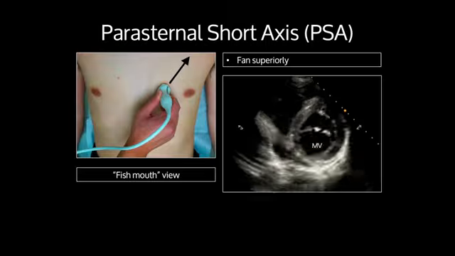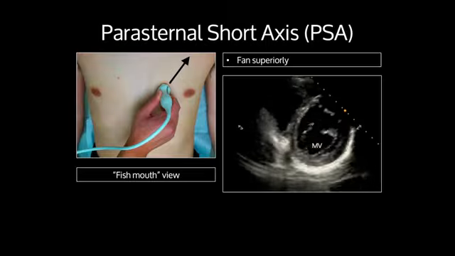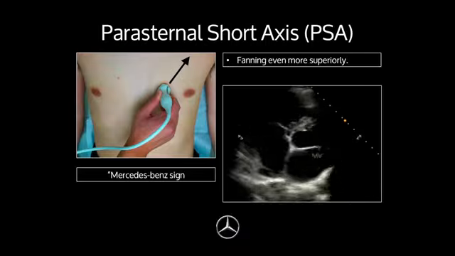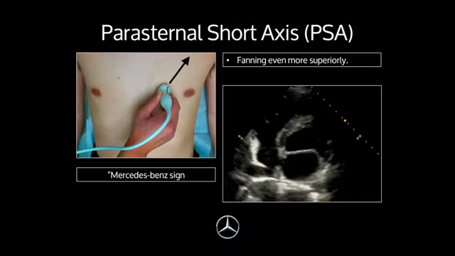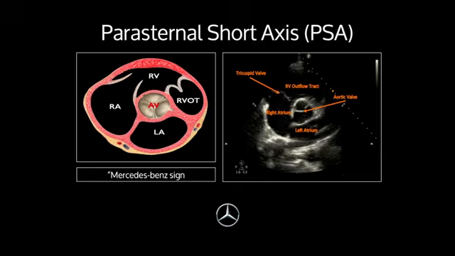Fanning superior to the patient's head, you can see the mitral valve leaflets and the fish mouth view. Fanning even more superiorly, and you can see the aortic valve, called the Mercedes-Benz sign. Here's a schematic that will help identify the images in the parasternal short axis view with the aortic valve in view.